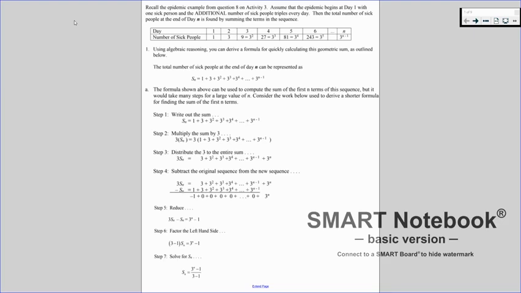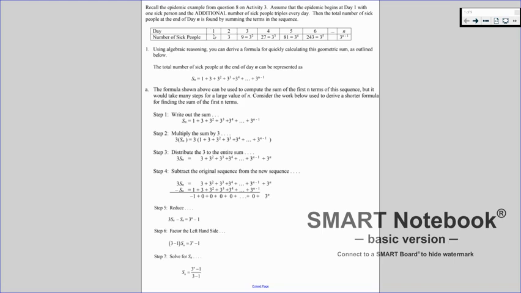Through here on activity number 4, geometric series. First page here, there actually isn't anything to write. It's more just reading through it and understanding what the process is. Here we have the same table that we had before. We have additional number of sick people, and it's tripling here every day.